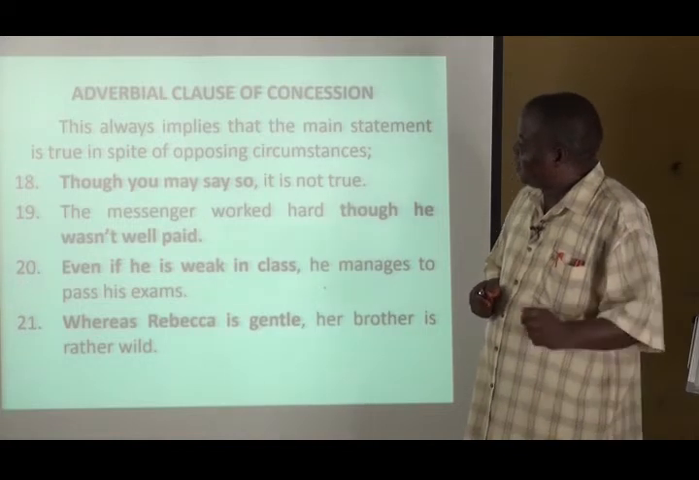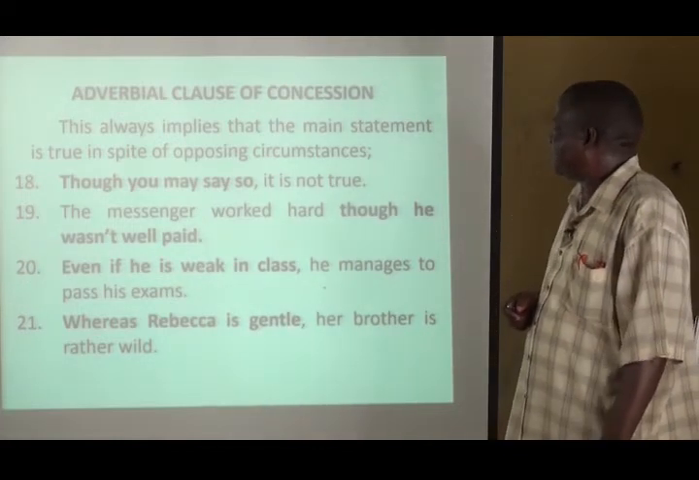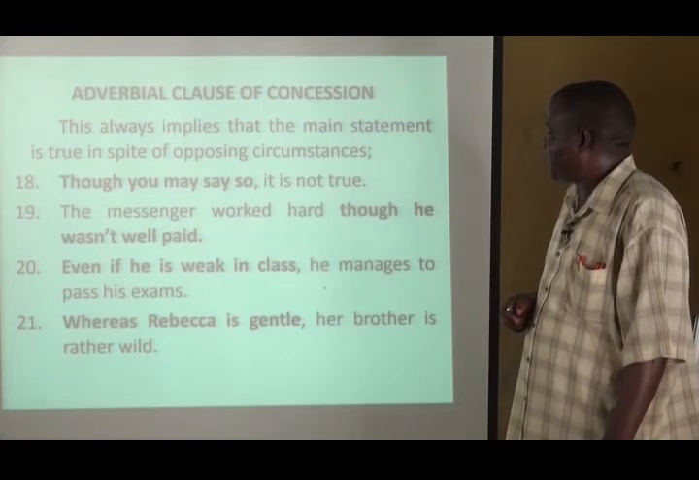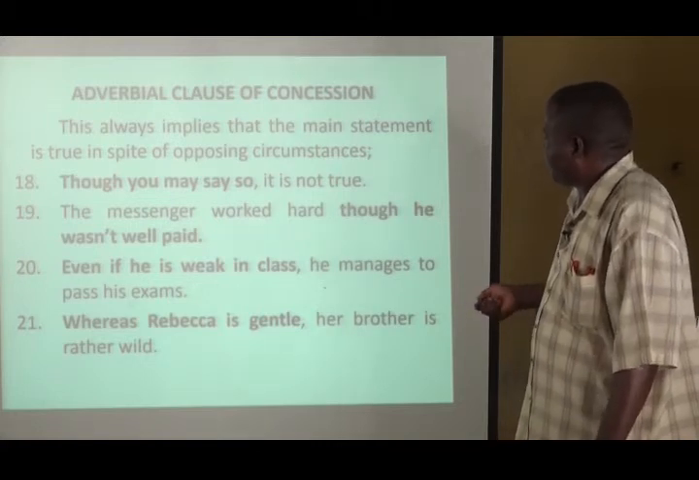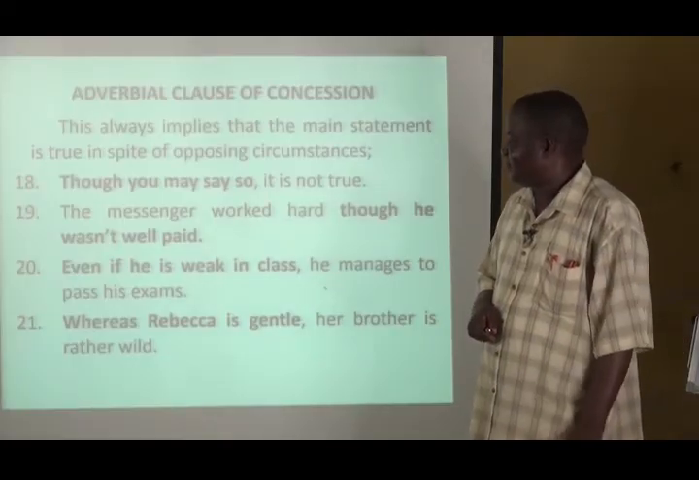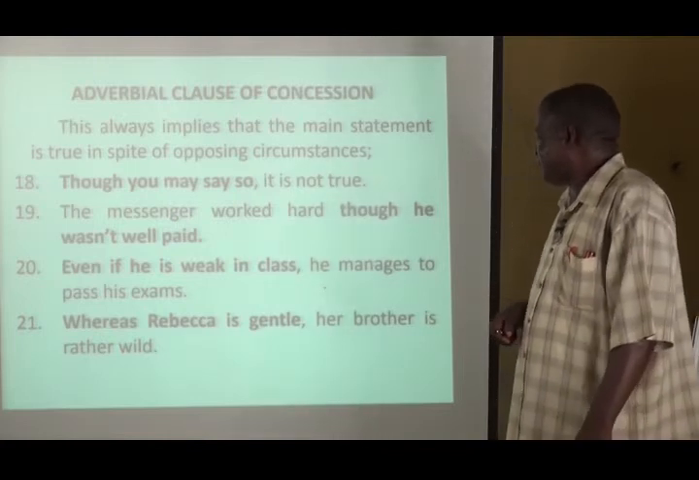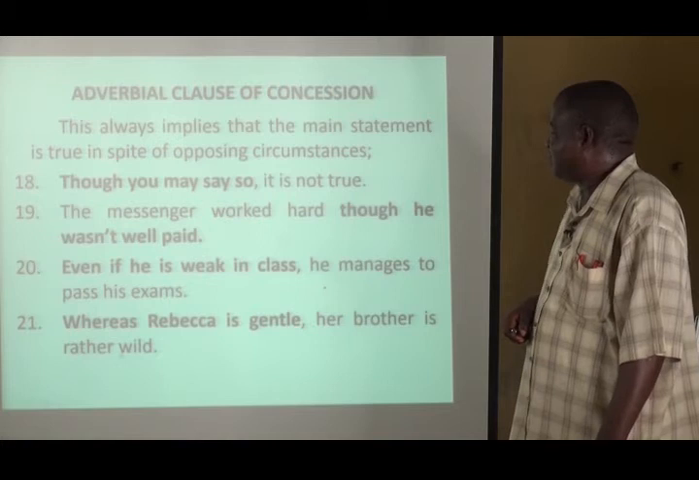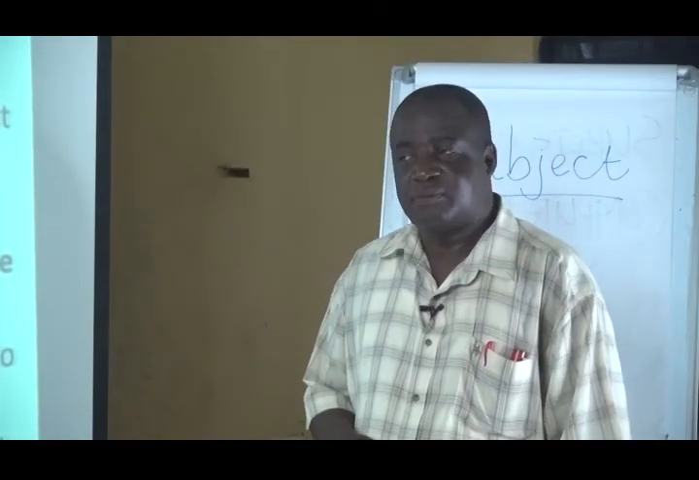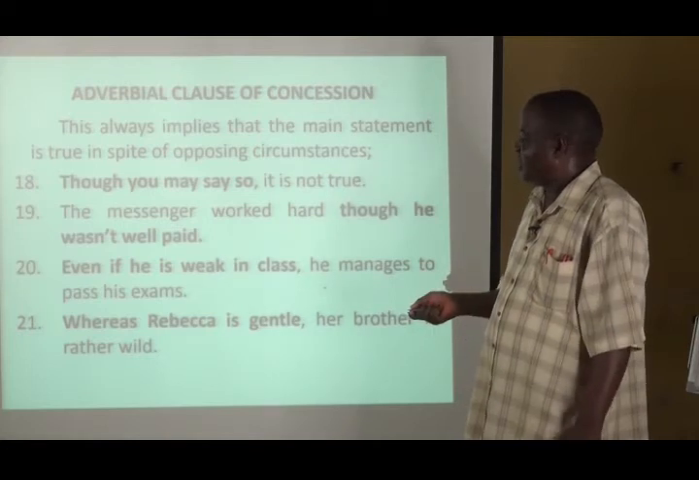20. Even if he is weak in class, he manages to pass his exams. Our verb here is pass, and that is modified by even if he is weak in class. 21. Whereas Rebecca is gentle, her brother is rather wild. Whereas Rebecca is gentle, our adverbial clause of concession, and is remains our verb that is modified by the adverbial clause.